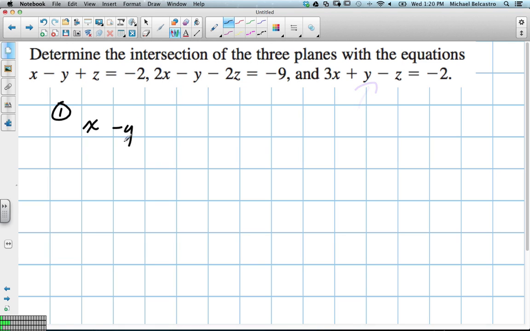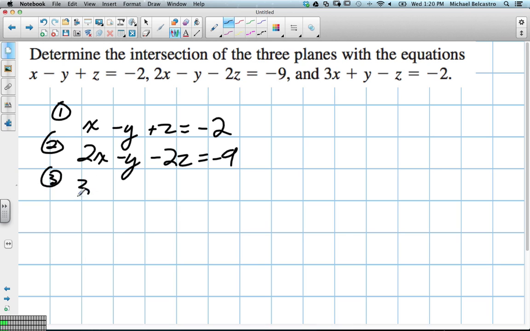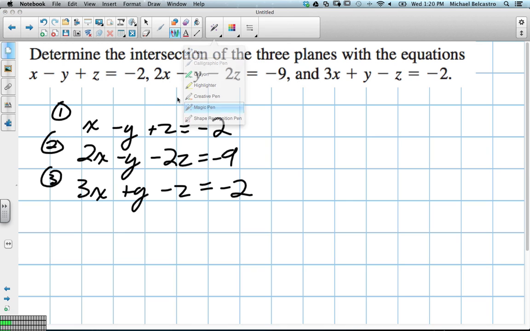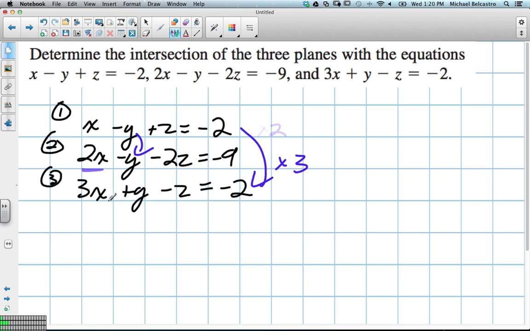Equation 1 will read x minus y plus z is equal to negative 2. Equation 2 is 2x minus y minus 2z equals negative 9. And equation 3 is 3x plus y minus z is equal to negative 2. If we quickly look, the first one I should be able to multiply by 2 according to my x values. Not the case, so not a scalar multiple. I should be able to multiply by 3 to get to this one. Not the case with the y's again. And between these two, according to my z's, I should be able to multiply by 2. Not the case with my x's. So none of these are coincident planes.